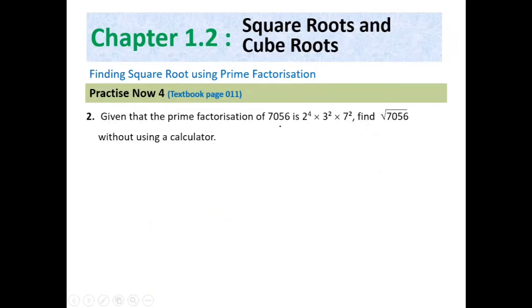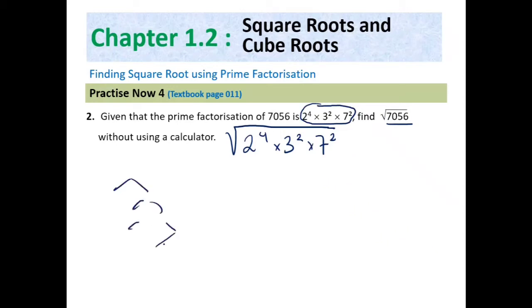Now, given that, oh, it's given, okay, good. So we are so helped by not doing the prime factorization anymore. 2 to the power of 4, 3 to the power of 2, 7 to the power of 2. Because 7056 is already presented in a prime factorization, so you don't have to waste your time to do this. It's given.